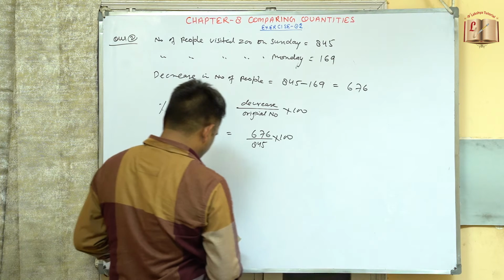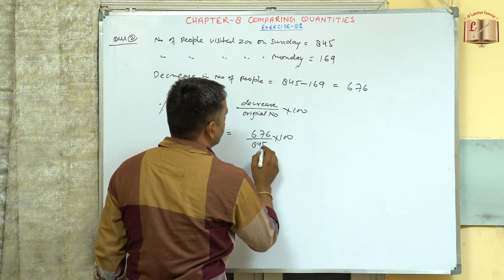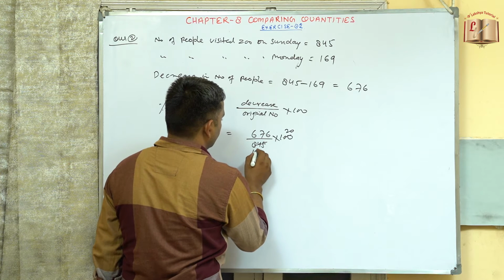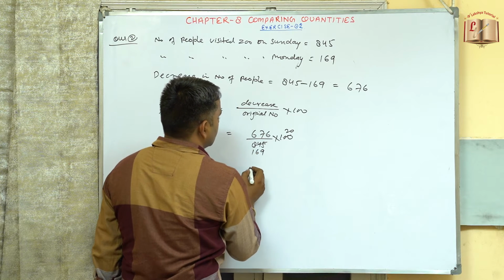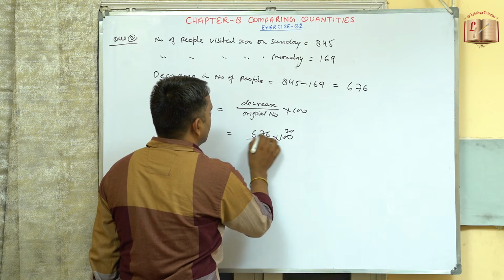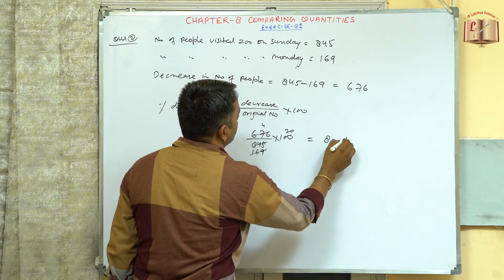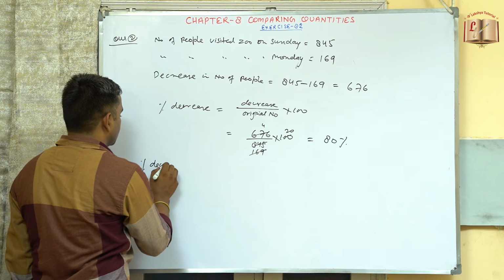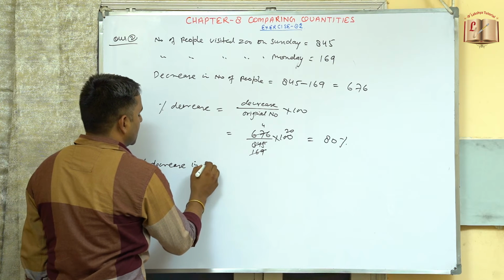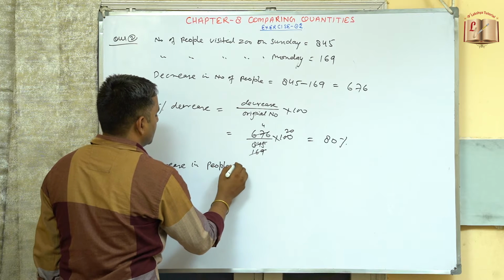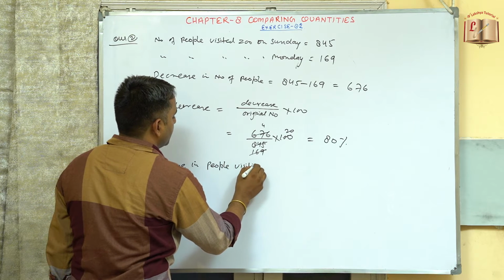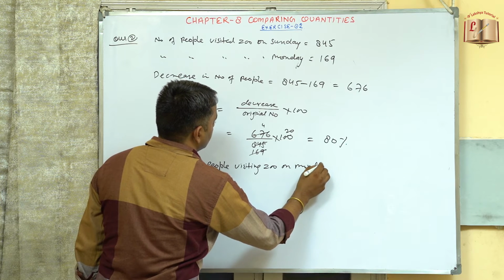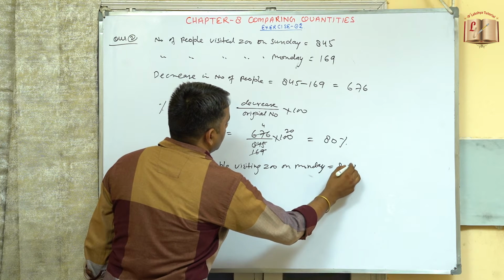So now we can simplify it. So this will be now 5 to 20, 5 1 ja 5, then 3, 169. So this will be 4 times. So 4 into 20, this is 80%. So the percentage decrease in people visiting the zoo on Monday is equal to 80%.